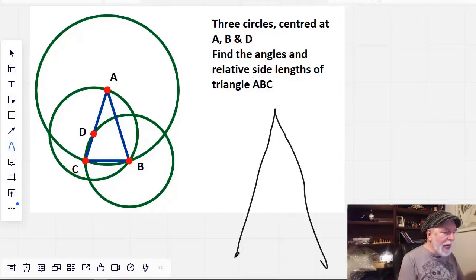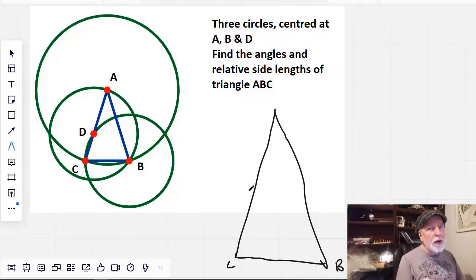Okay, and now between C and B, we'll make that our unit length, because when we're dealing with relative sizes, we get to pick a unit, and this is the one that's going to work. So BC, that's our unit length. Now, BC is the radius of this circle centered at B, okay?